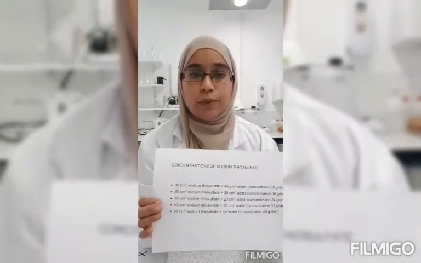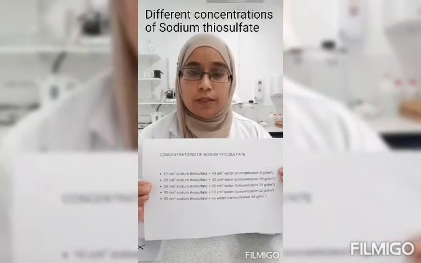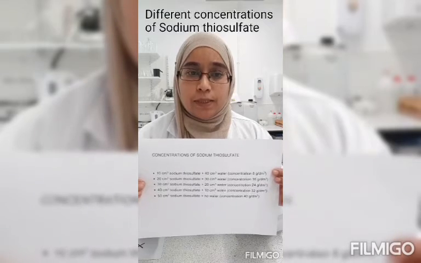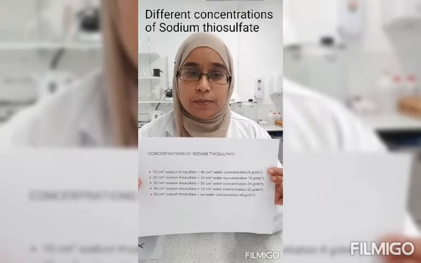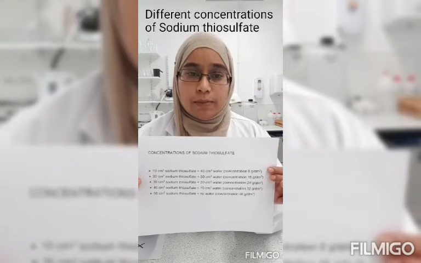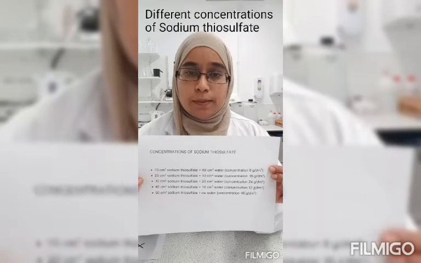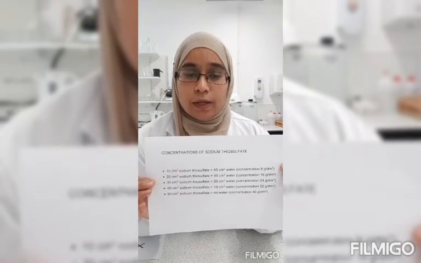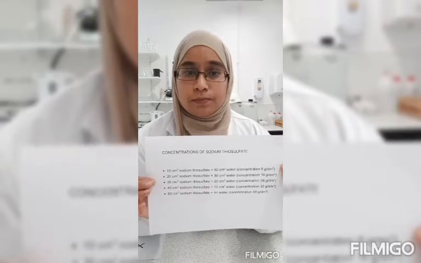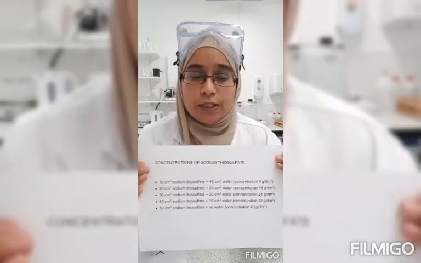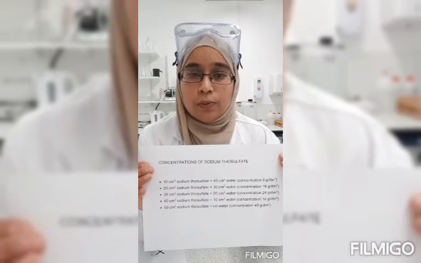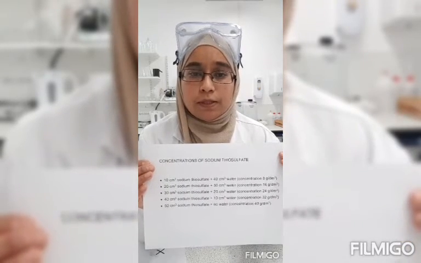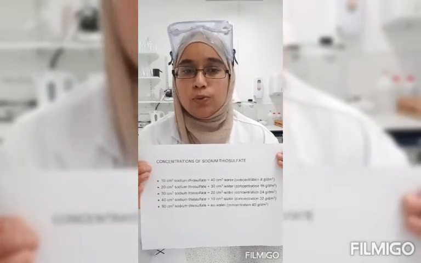For this practical, you will need different concentrations of sodium thiosulfate. You will need an 8 gram per decimeter cube, a 16 grams per decimeter cube, a 24 grams per decimeter cube, 32 grams per decimeter cube, and 40 grams per decimeter cube. And you will dilute them with different amounts of distilled water. In this practical, I'm going to demonstrate to you using the 32 grams per decimeter cube of sodium thiosulfate. Therefore, I will need 40 centimeter cubes of sodium thiosulfate and 10 centimeter cubes of distilled water.